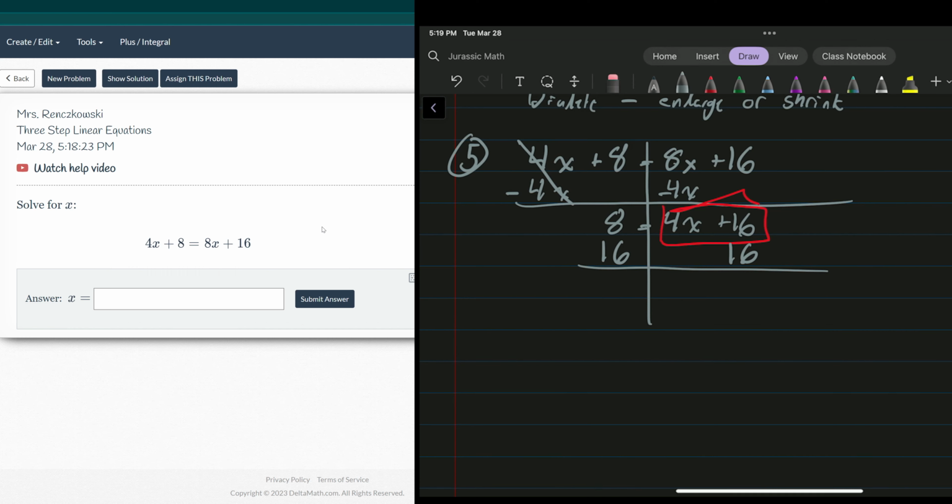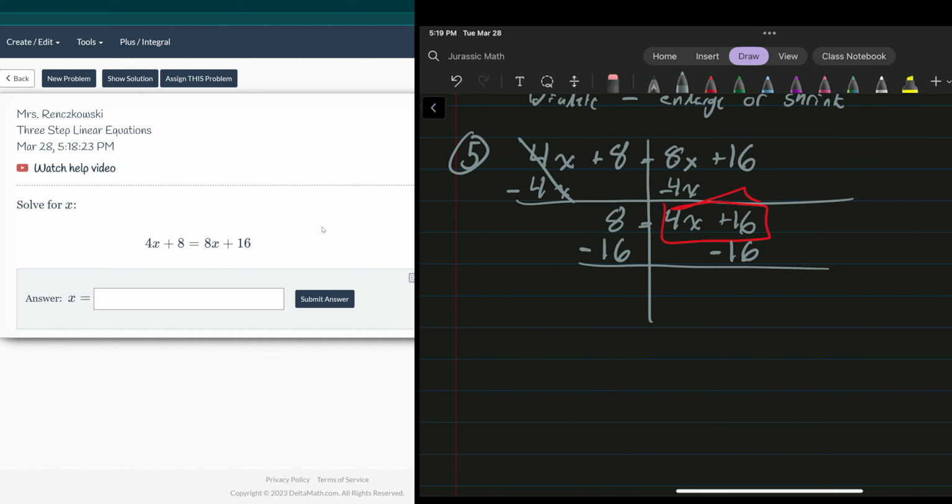And then on top of that, we're going to subtract it. So the two 16s cancel. We get 4x. And we get 8 minus 16. That's going to be negative 8 because the 16 is larger. We have to keep the negative. And finally, draw our house. Divide by 4. And I get negative 2 equals x.